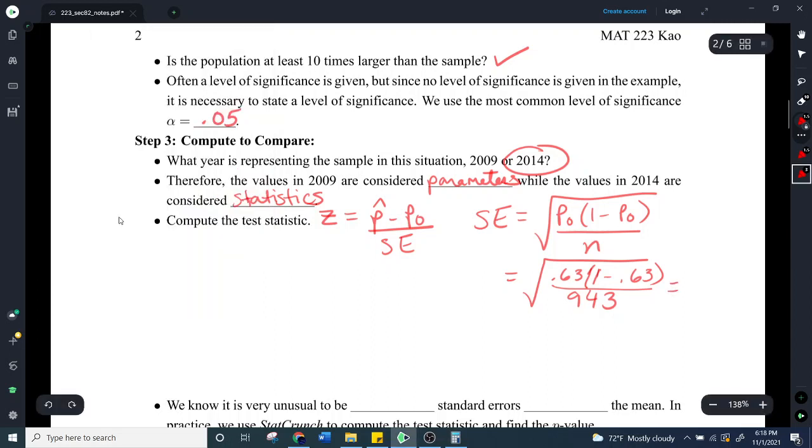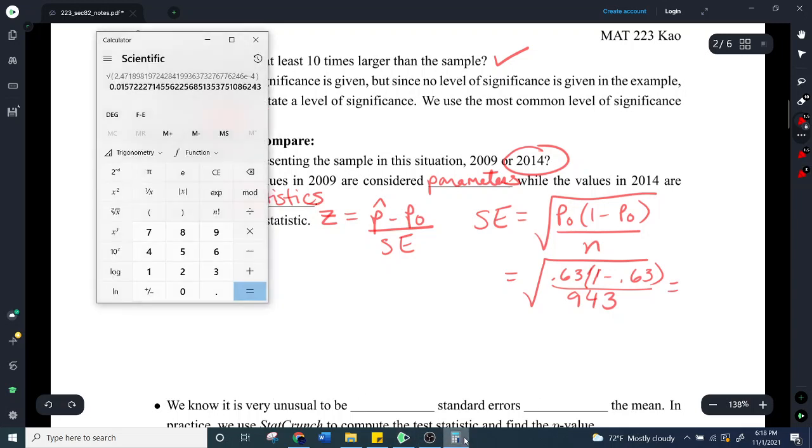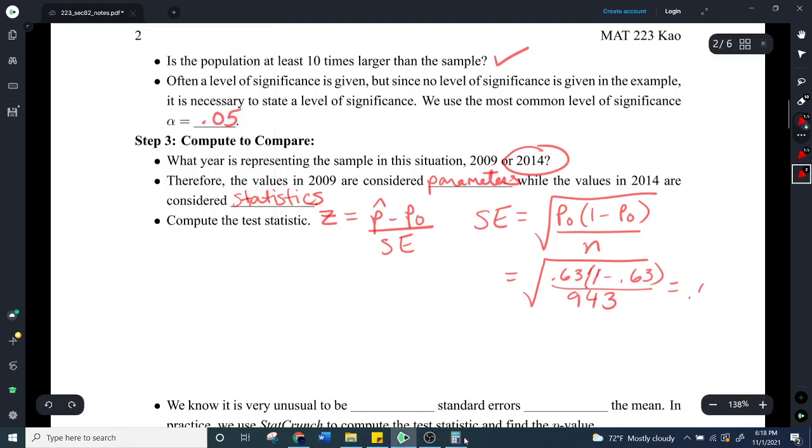So based on what I've got here, it looks like 0.0157. I'm just going to go with 4 decimals for now. So 0.0157 is my standard error.